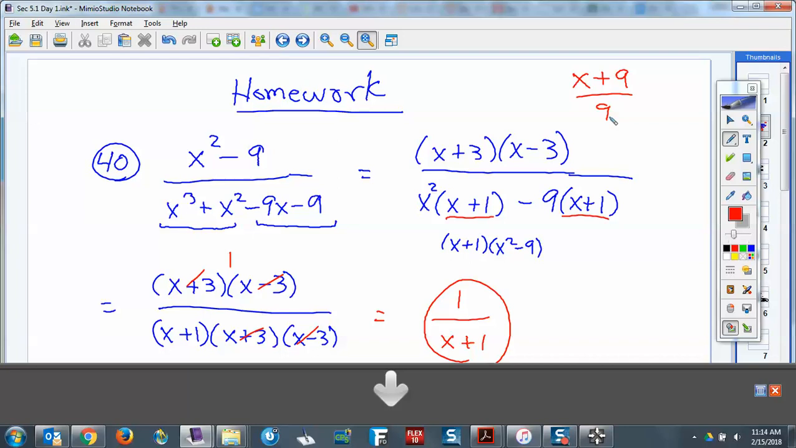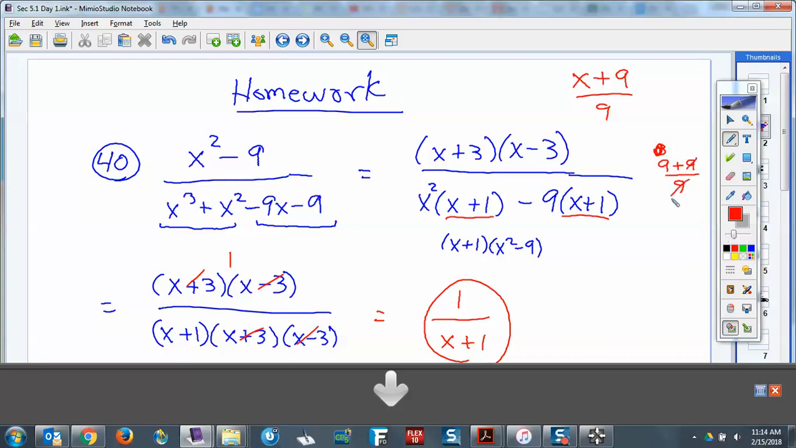Factors are things that are multiplied. 9 is not a factor of the top. Okay, so you cannot cancel those 9s. Now, a simple little test of this would show you can't.